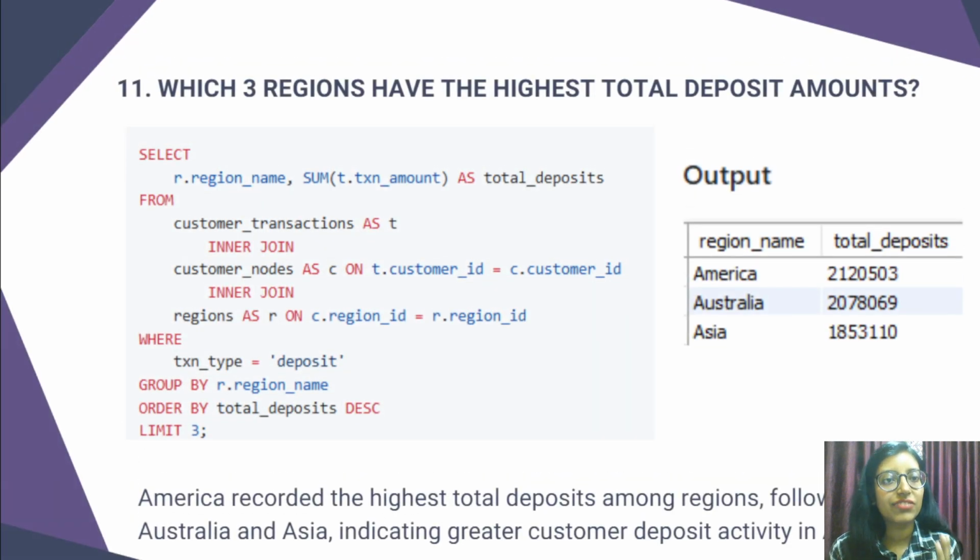And in this we find the 3 regions that have the highest total deposit amount. By this we analyze that America has a good amount of total deposit. It shows that many customers deposit their amount in their banks, followed by Australia and then Asia. In this query we join all three tables that we have for this data, and we filter it with the transaction type as deposit, because we want the result for deposits only. And we use a limit function because we want only the top three regions. That's why we use a limit function.